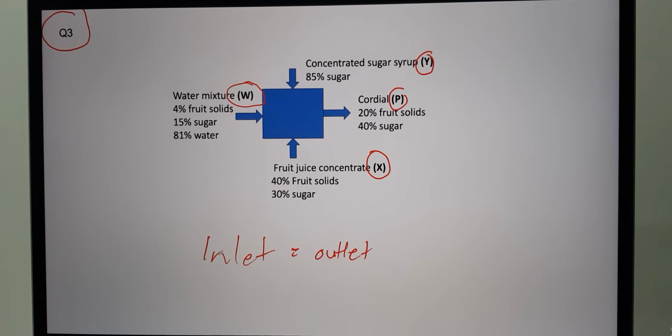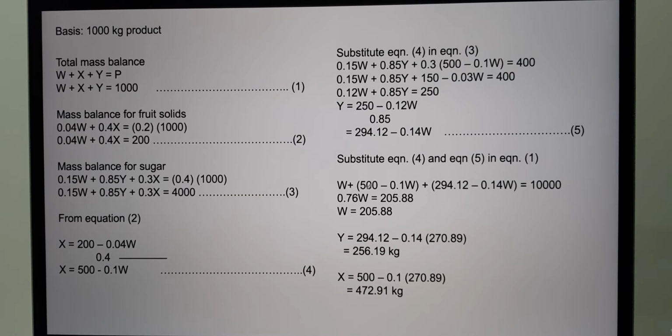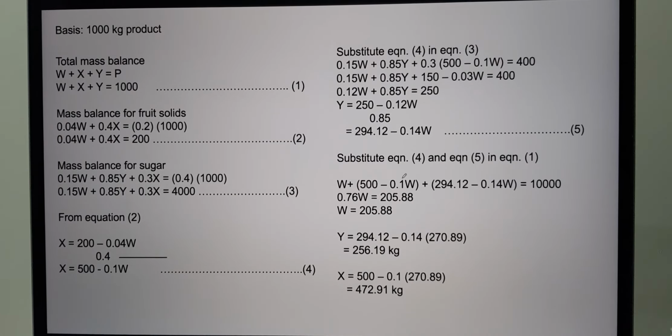Okay, total mass balance in inlet equivalent to total mass balance in outlet. Alright, so we move on. Okay, so the basis, it has been given in the problem statement that we are going to produce 1000 kg of product. So, what will be the mass for each inlet that needs to be added into the system in order to produce 1000 kg of product?